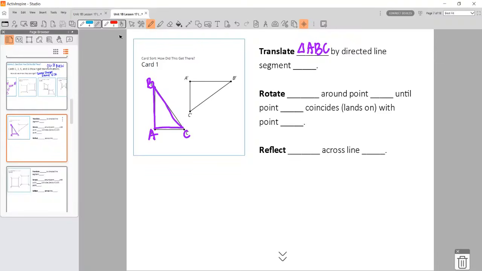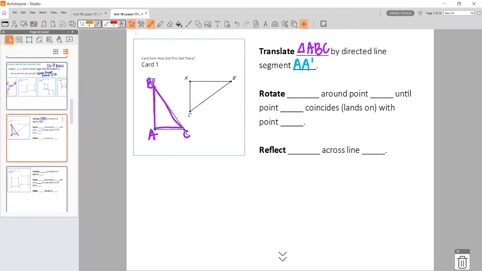So I'm going to pick that I want to get point A to match up with A prime. So I just named that as my directed segment. Even though it's not on here, it doesn't have to be, okay? I could draw it, but I don't need to. But there's the segment that I'm moving it on.